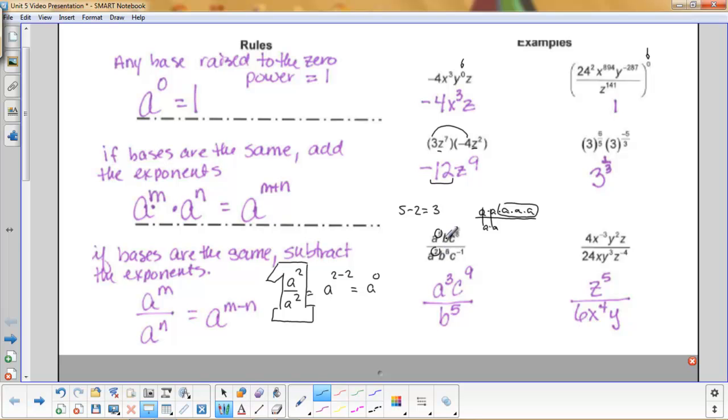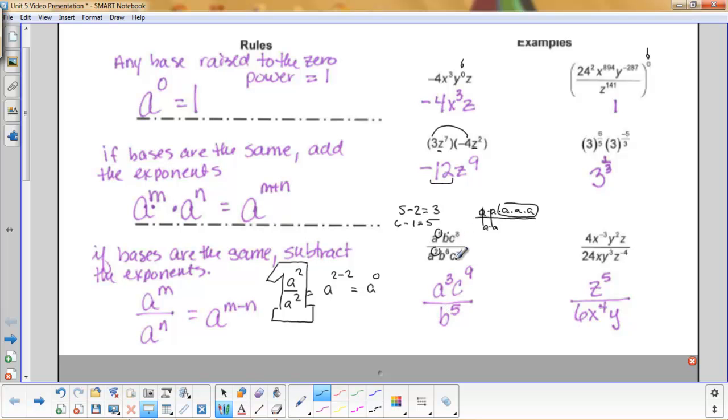Okay, so again, I don't really look at what's going on with the 6, I just say, okay, there's a 6 and there's a 1, so 6 minus 1 equals 5. And then finally I say, okay, where is the bigger number of b's? Well, there's 6 on the bottom and 1 on the top, so that means in my final answer the b must remain on the bottom.